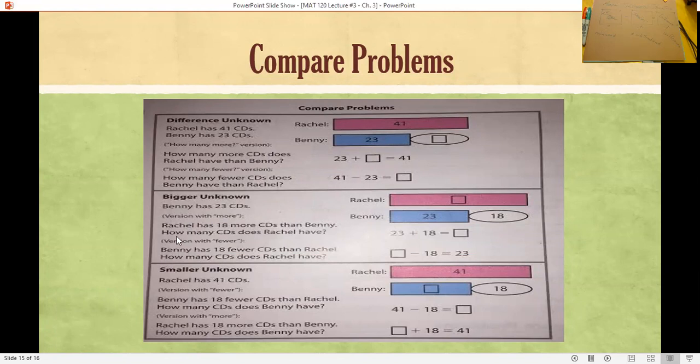Down here, we have another scenario. We could start by saying Benny has 23 CDs, and Benny has 18 fewer CDs than Rachel. So if you look at these, this is more, and this is fewer. That also happened here. In both of these, we just switch the words around a little bit more. How many more does Rachel have than Benny? How many fewer does Benny have than Rachel? The same thing happened here. How many CDs does Rachel have? And then we have Benny has 18 fewer, and here we have Rachel has 18 more, is what I mean. So this is what we mean by the compare.